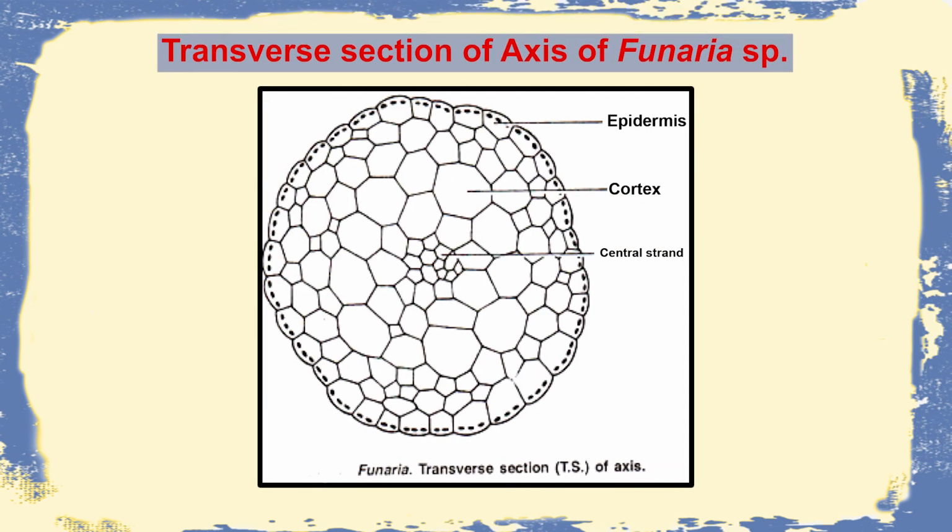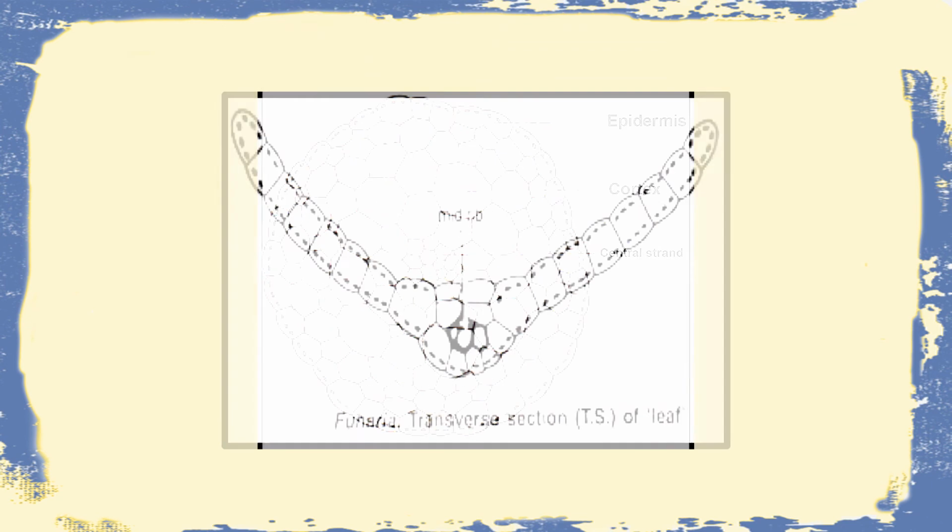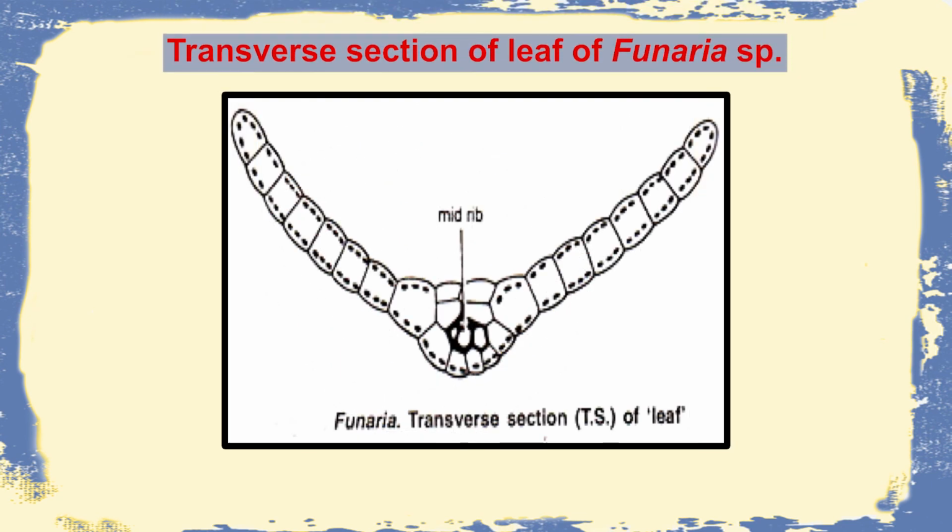When the transverse section of the axis in Funaria is seen, it consists of an outer layer of cells known as the epidermis, followed by the cells known as the cortex, and at the center there is the central strand. Similarly, when a transverse section is prepared through the leaf of Funaria, a very distinct midrib can also be seen.